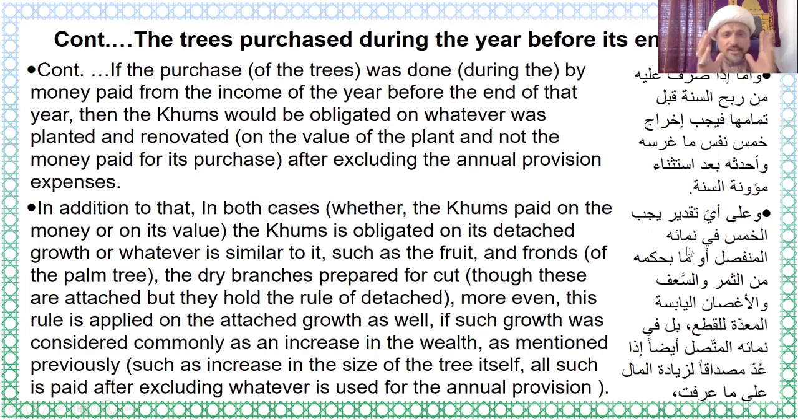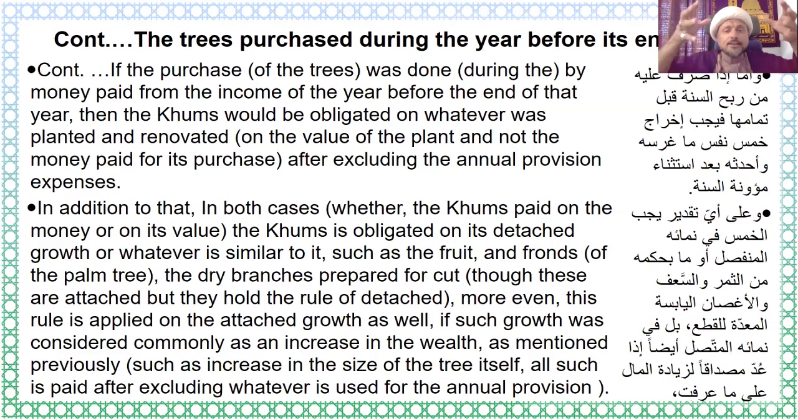In both cases, the tree has increased growth. It could be self-increase, attached growth or detached growth. So he says in both cases, the detached growth or something similar to detached growth, such as fronds, like palm tree leaves, or the fruits, or the dry branches they use for lighting fire. All these things, they are going to be added. بل في نمائه المتصل, the attached growth as well.